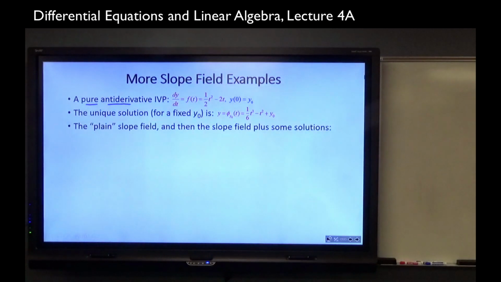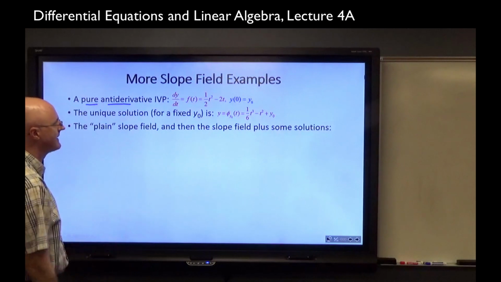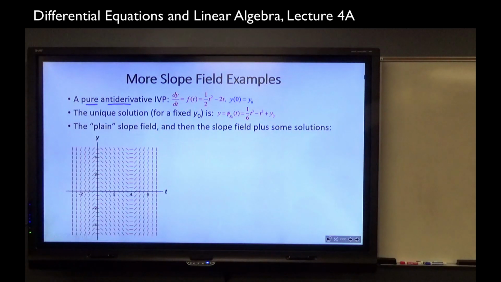What about the slope field? I'm going to make two slope fields, one that's plain with no solutions in it, and another one that's got some solutions. Here's the slope field for this differential equation. How would you make this if you had to? If you were forced to do this by hand, how would you make it?